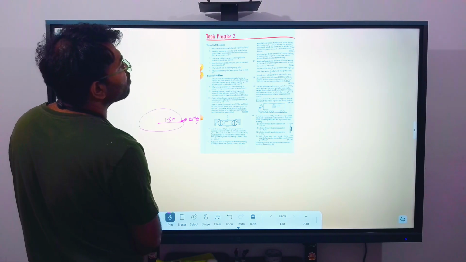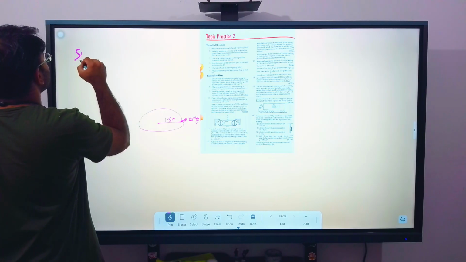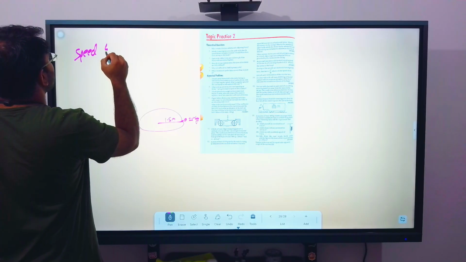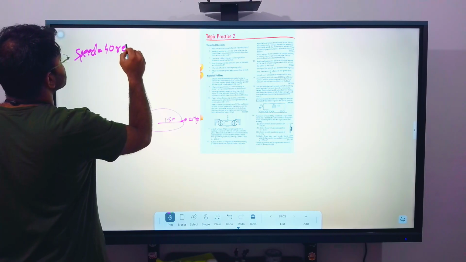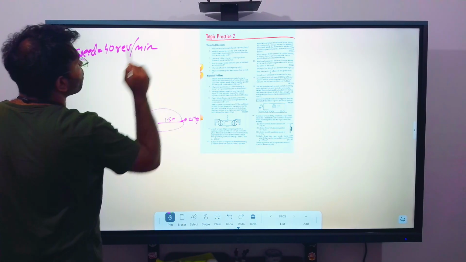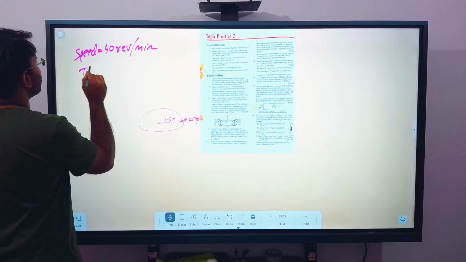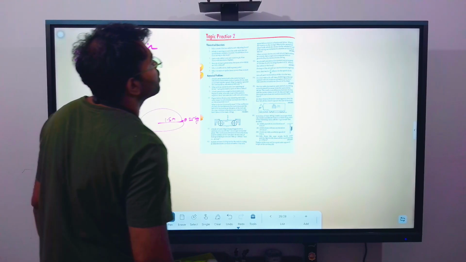With speed of 40 revolutions per minute. So speed is given as 40 revolutions per minute. What is the tension in the string? We need to find tension.